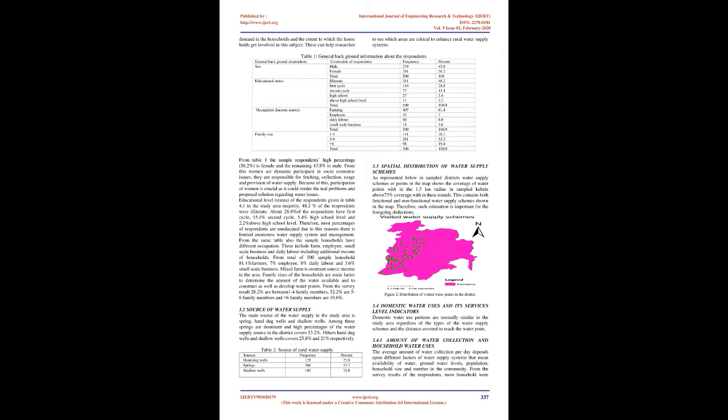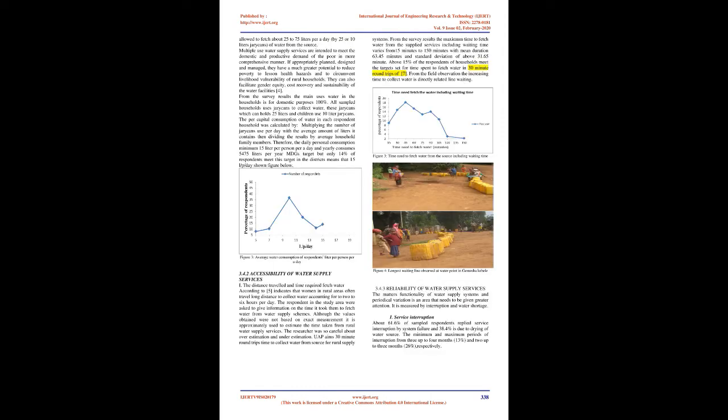3.2 Source of water supply. The main sources of water supply in the study area are springs, hand-dug wells and shallow wells. Among these, springs are dominant and have the highest percentage of the water supply source in the district, covering 53.2%. Hand-dug wells and shallow wells cover 25.8% and 21% respectively.